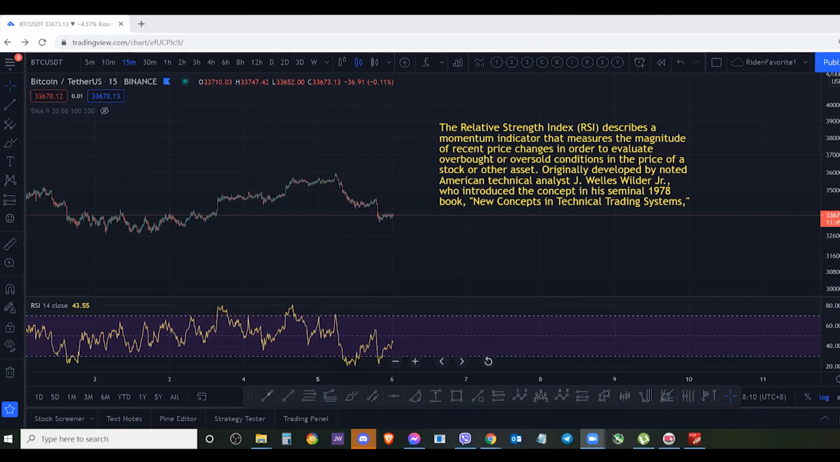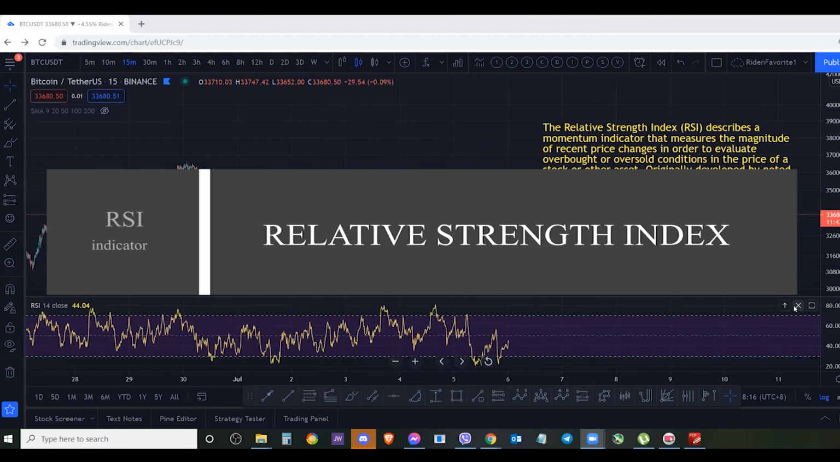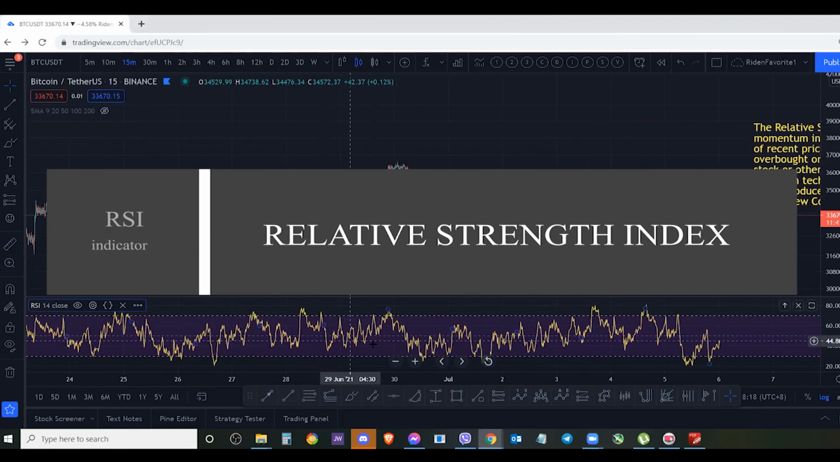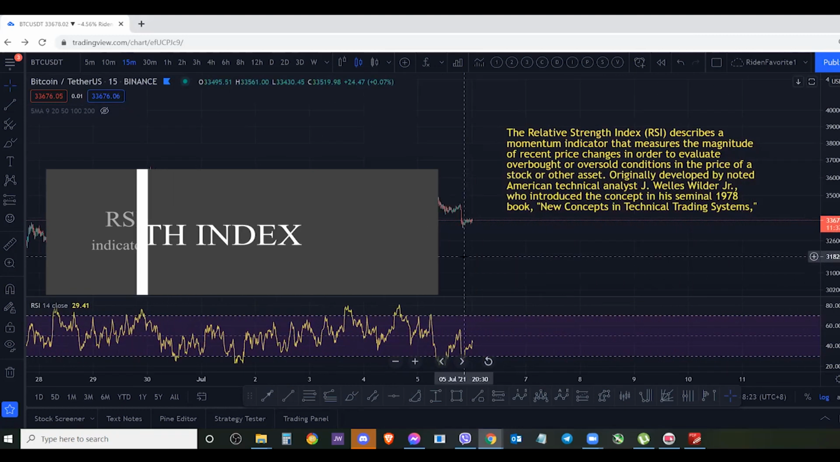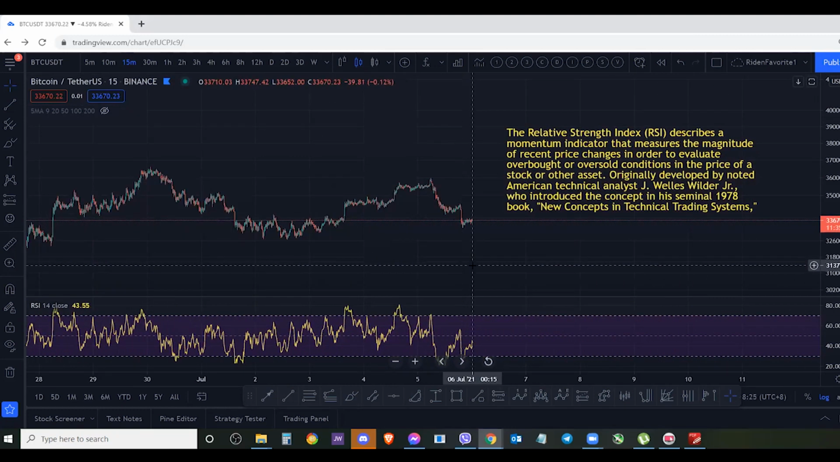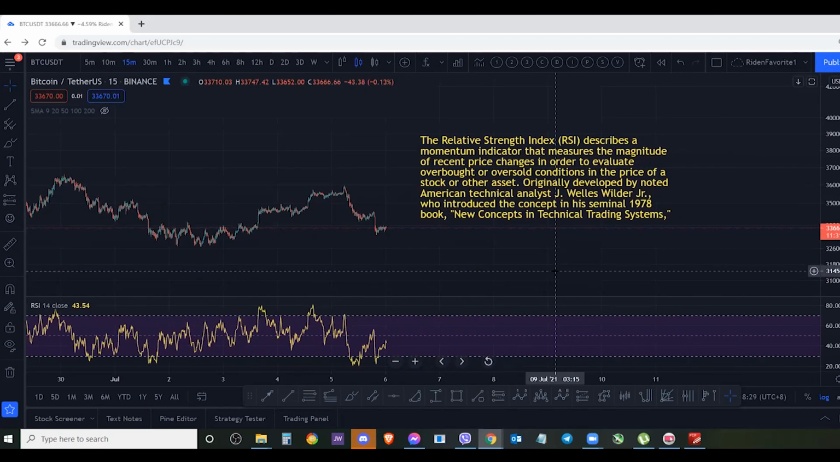Now we will discuss another indicator, and this is what we call the Relative Strength Index, or the RSI. First of all, this is how the RSI looks like, but I'll show you how you can get the RSI in our TradingView indicator. But first, I would like to discuss what RSI is.